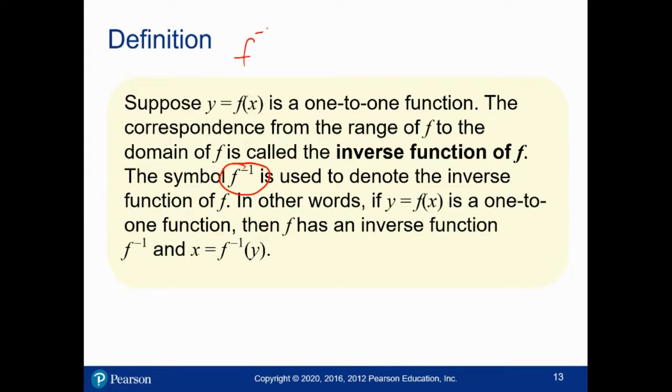Notice this does not mean 1 over f of x. It's possibly confusing notation because we're used to an exponent of -1 meaning 1 over, but in the language of functions, it means the inverse function. So f of x says input x, get out y. F inverse says if I put y in, I get out x. If I put in the correct output, I can return myself to the input that got me there. That's what inverse functions do.